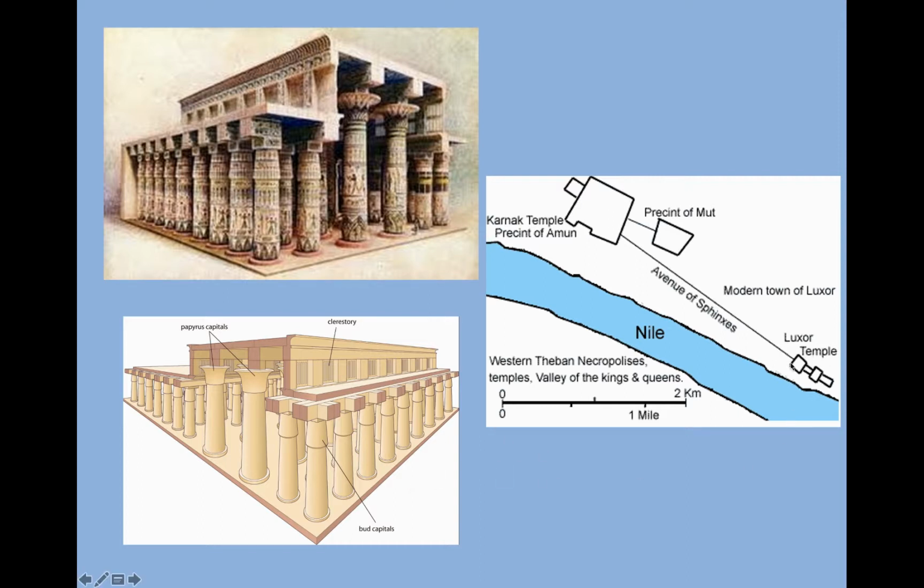This is Luxor. This is where a lot of the kings are. Then you come up the Nile, and this is called the Avenue of the Sphinxes. And you come to this temple at Karnak. And I'm going to talk to you on this page a little bit about what this was used for.